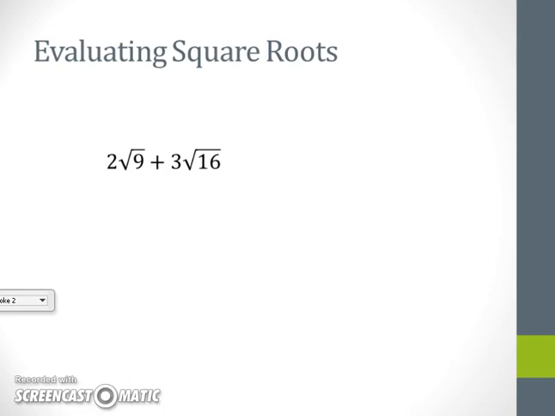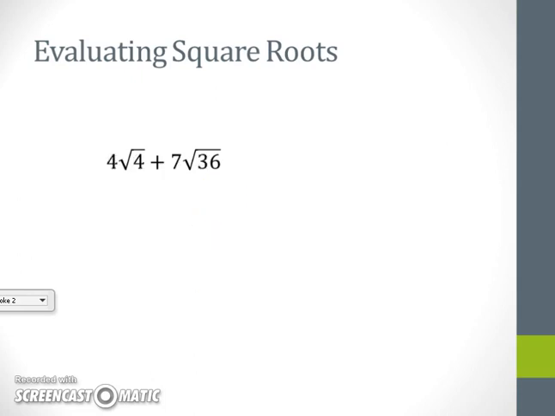Next part with evaluating square roots, you can think of this as being 2 times the square root of 9 plus 3 times the square root of 16. So 2 times the square root of 9 is 3, plus 3 times the square root of 16 is 4, and then you're just simplifying using order of operations. So 2 times 3 is 6, 3 times 4 is 12. You end up with an answer of 18.